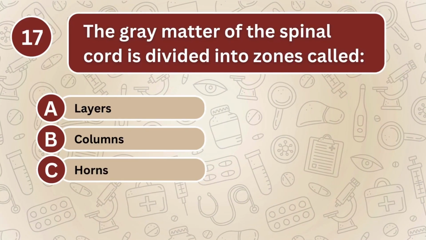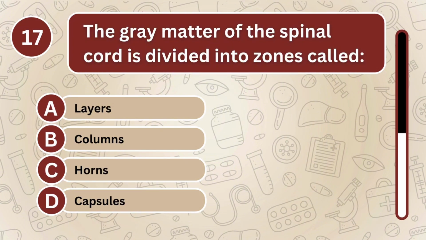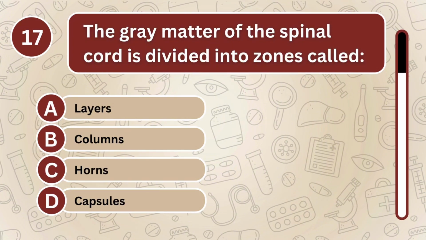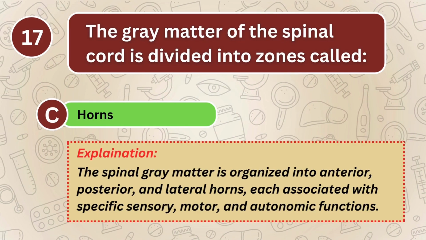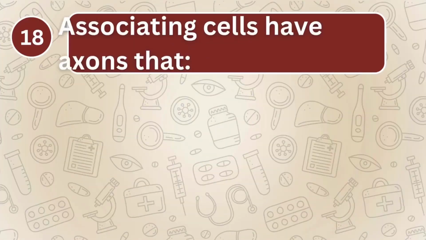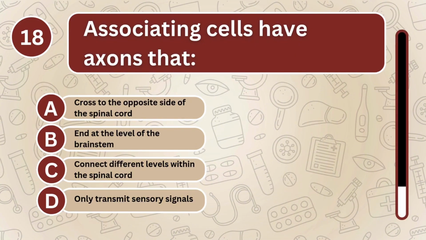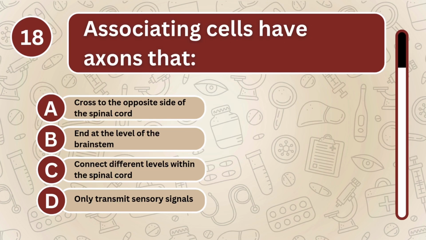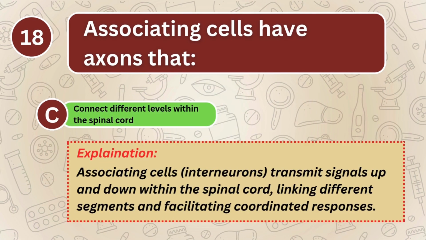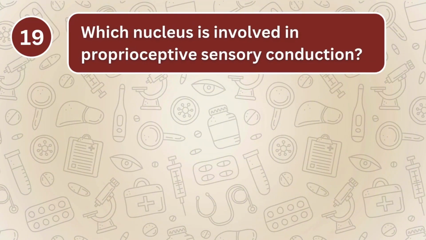The gray matter of the spinal cord is divided into zones called... it is C. Horns. Associating cells have axons that... C. Connect different levels within the spinal cord.